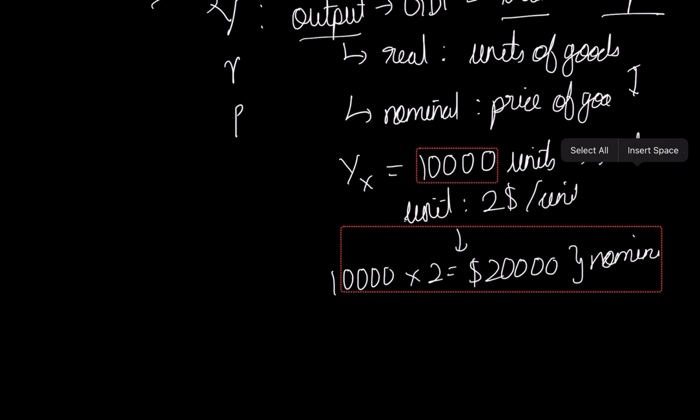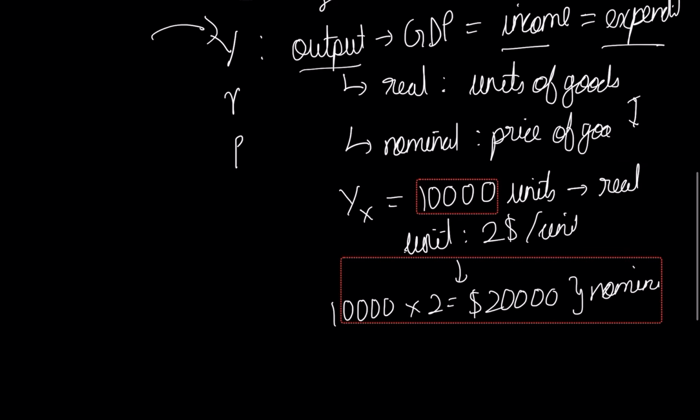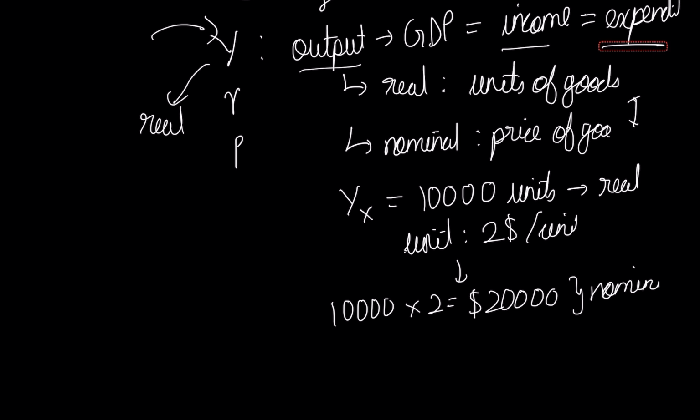For convention reasons, in this course, whenever we refer to Y, we always talk about real output and not nominal output. So it's always in terms of the units of goods produced and not the dollar value of those goods. So that is the first component, which is output.